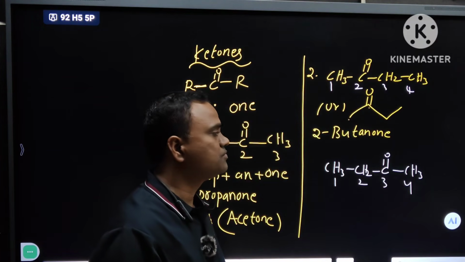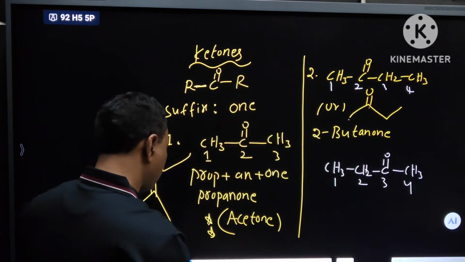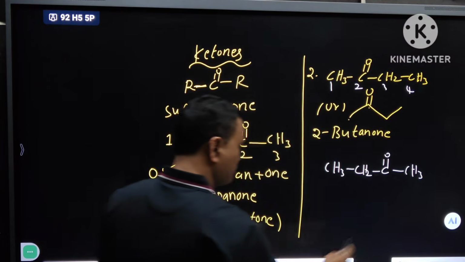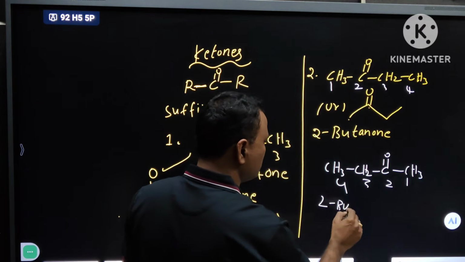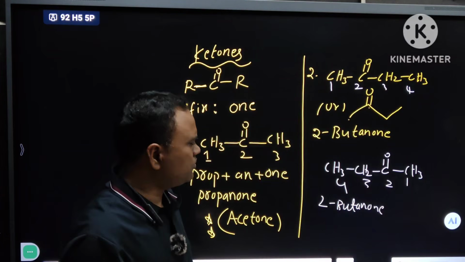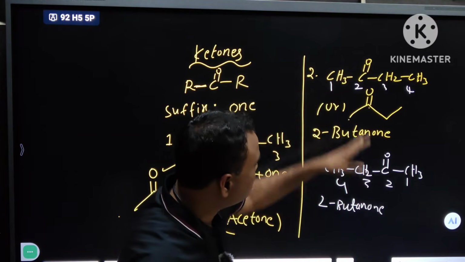Tell me. Very good. Super. Correct. 1 2 3 4. Then what is its name? Its name is 2 butanone only, no? One name for two compounds. This is not correct. These two are similar only.